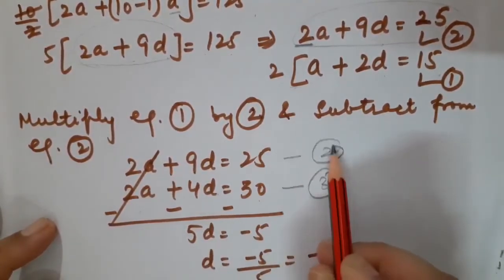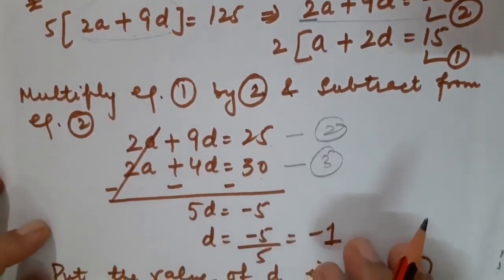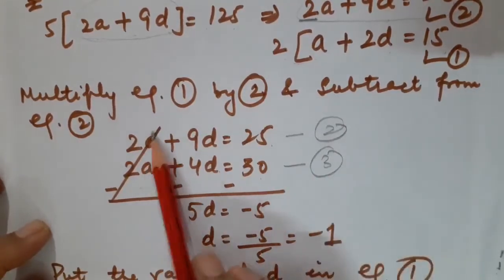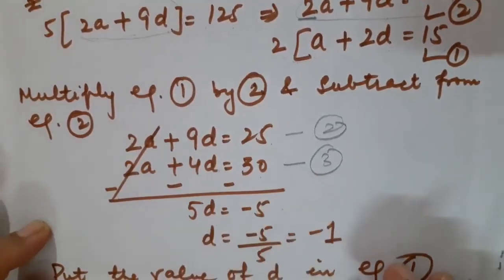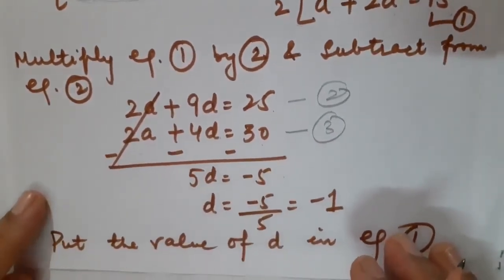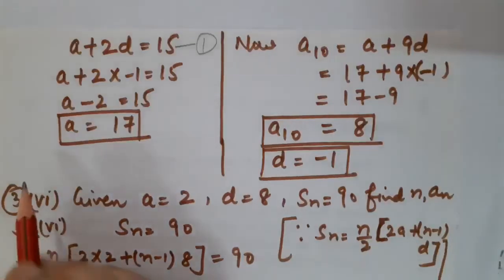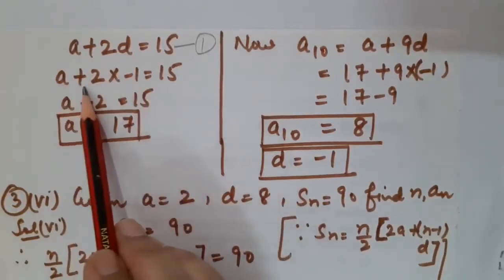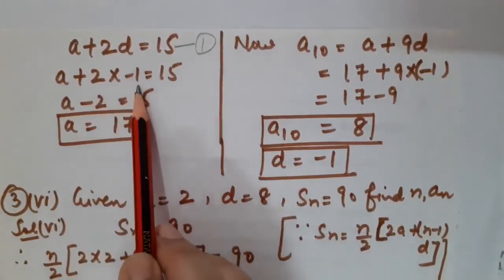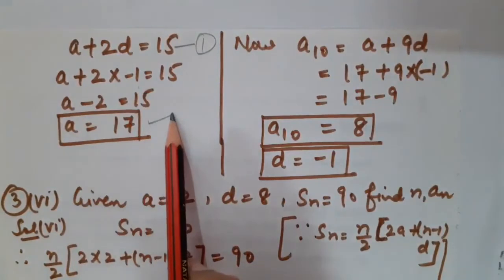This was equation number 2: 2a plus 9d is equal to 25. Let us simplify them. Subtract equation number 3 from equation number 2. This 2a is going to be cancelled. Here I have got 5d is equal to minus 5. So what would be d? d is equal to minus 5 upon 5, that is d is equal to minus 1. Now put the value of d in either of the equations. Now children, I am going to put the value of d in equation number 1, which was a plus 2d is equal to 15. So this is a plus 2 into d we have just calculated, that is minus 1, is equal to 15. So a minus 2 is equal to 15. So what would be a? a is equal to 17.